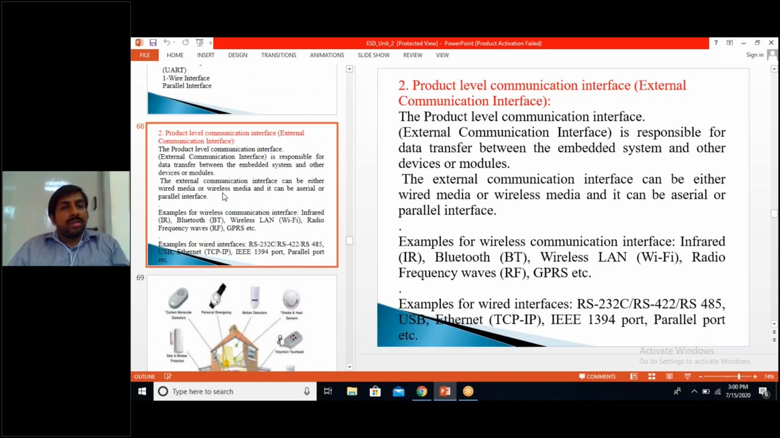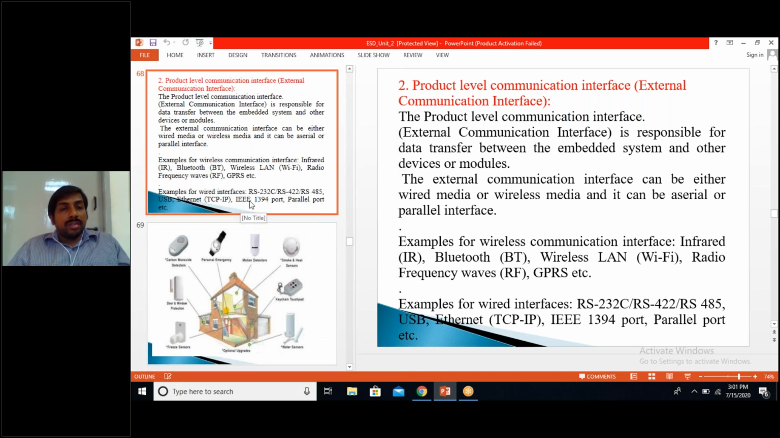Product level communication interface, or external communication interface, is responsible for transferring data from the embedded system to other devices or modules. This interface can use wired or wireless media, and you can transmit the data either serially or in parallel. Under wireless transmission, an embedded system can send data using infrared, Bluetooth, wireless LAN, Wi-Fi, radio frequency RF, or GPRS.